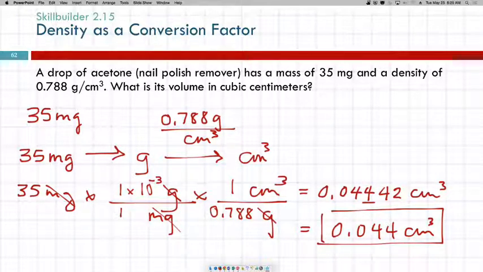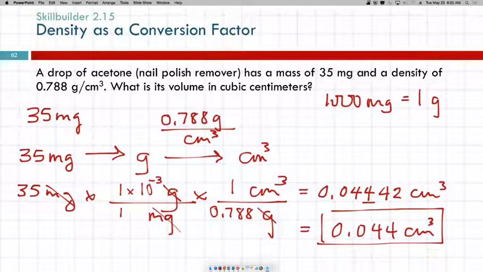Any questions? Yes? I'm sorry, you asked me, with the grams with the milligrams, so when you times the 35 times 1 EE negative 3, that's kind of like a division then? It is like a division. It's the same as dividing by 1,000. And it is true that 1,000 milligrams equals 1 gram.